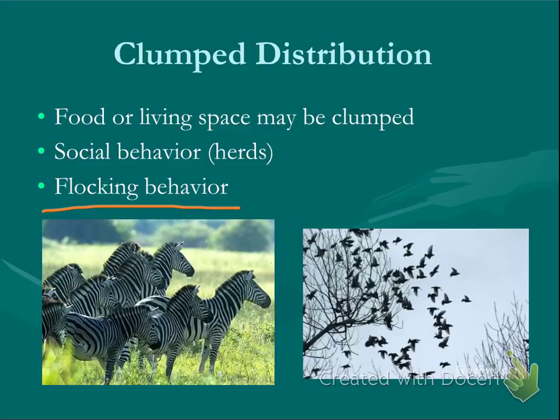Now, just because a couple of living things are standing near one another doesn't mean that they have a regularly clumped distribution. When we say clumped distribution, we're talking about a pattern of behavior where they're typically found in groups rather than on their own.